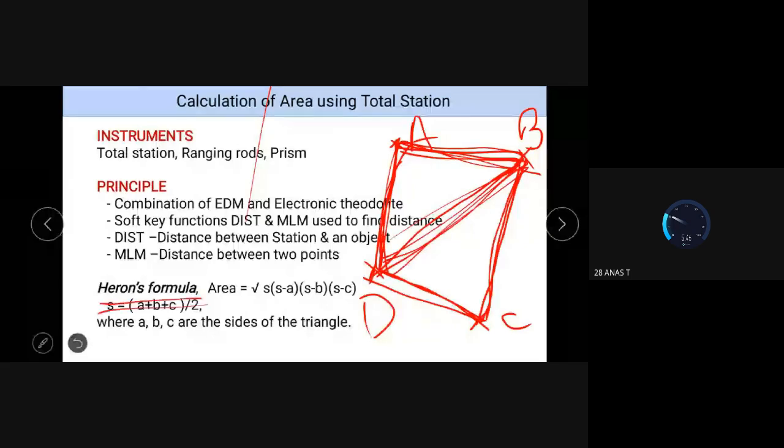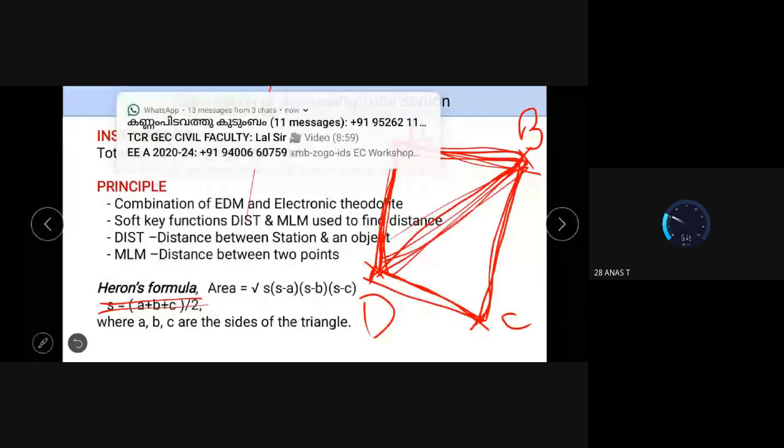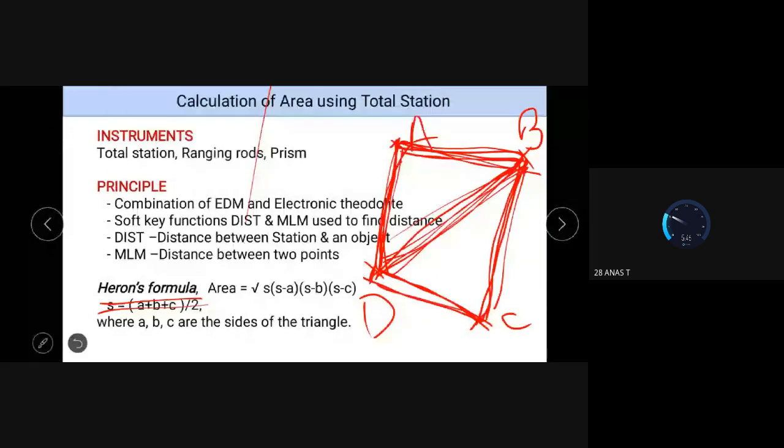So hope you know this Heron's formula. If a, b, c are the sides of the triangle, then the area is given by root of s into (s minus a) into (s minus b) into (s minus c), right? I think you know the method. So for that, what is needed? We need the distances between these points, right? So you can use the total station in order to find these distances. That is the principle which we are using here.